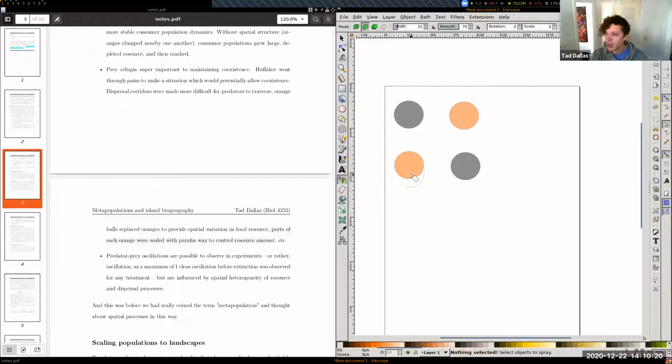This is my wax. Oh, it's not even working. I tried to do a little spray paint tool.